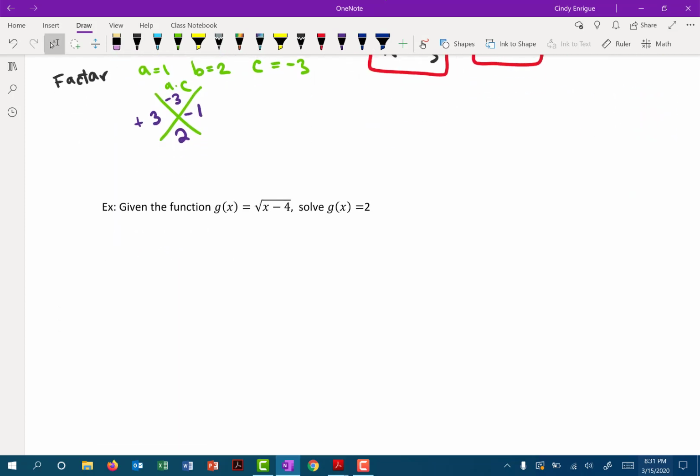Here, again, it's definitely giving me a y value, and so I'm trying to find my x value. So y is equal to 2. Find x values.